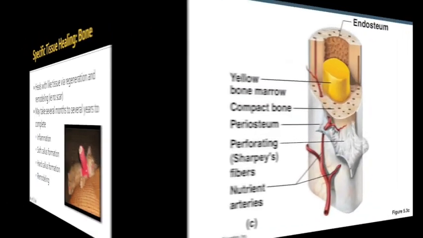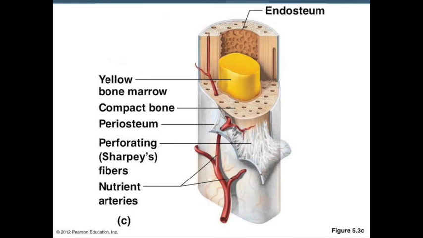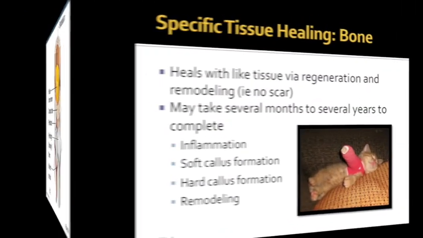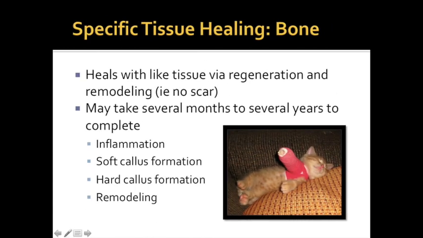Bone also has blood vessels that run through it. So when the bone is broken, there is bleeding. And the first thing that happens is hemostasis. The clot will form. The vascular response follows next, which brings on inflammation and cellular proliferation to the area. And a fibrin meshwork is formed.